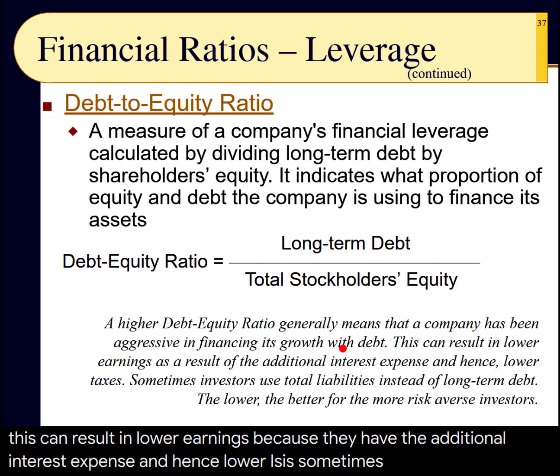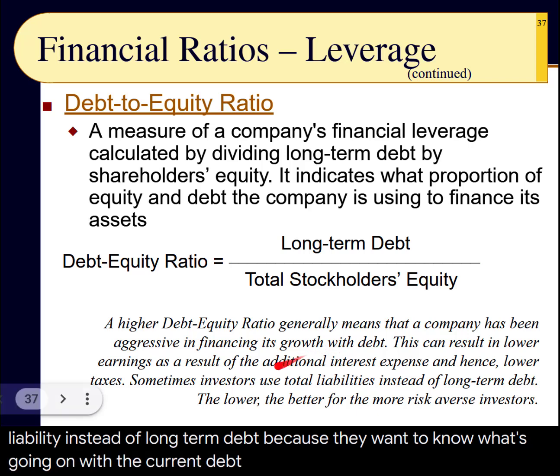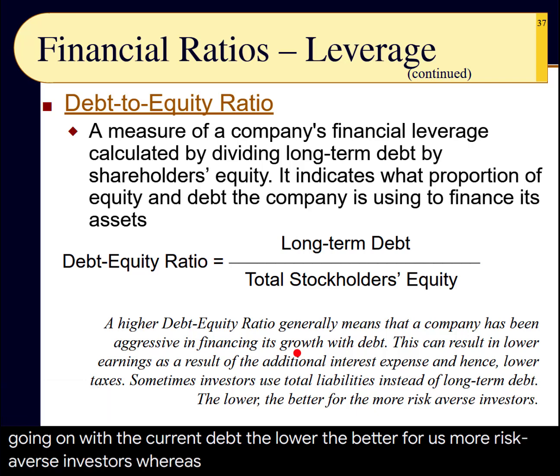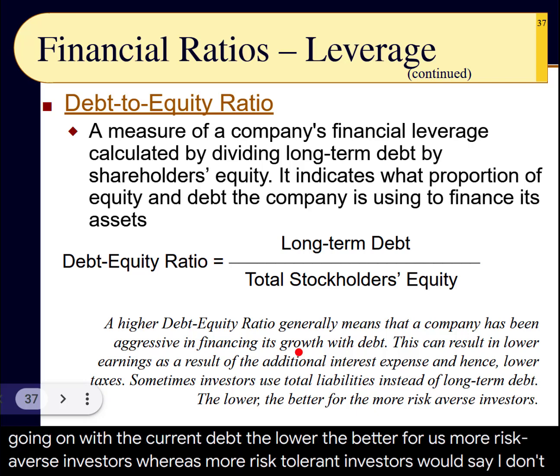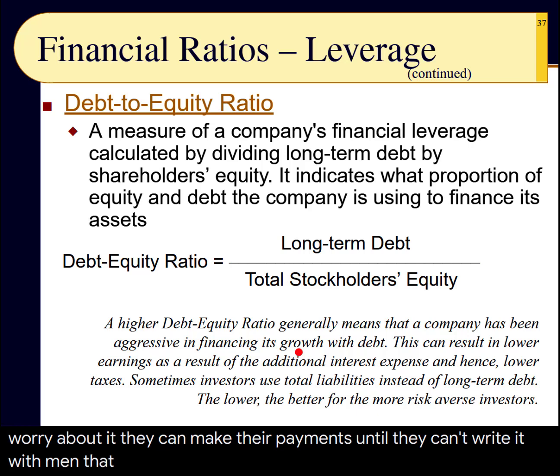Sometimes investors use total liability instead of long-term debt because they want to know what's going on with the current debt. The lower, the better for us more risk-averse investors, whereas more risk-tolerant investors would say, don't worry about it. They can make their payments until they can't, right? And then that's a bad situation where they go into bankruptcy.